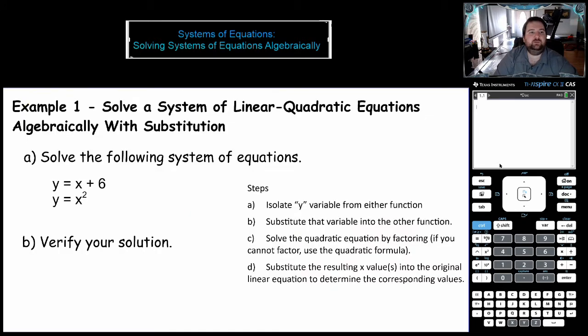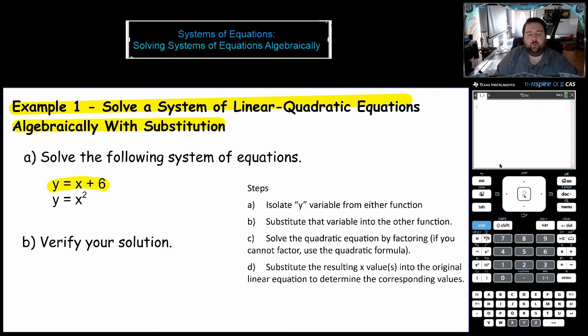And I know some of you might need a little refresher on how to do substitution and elimination, and we will do that. Don't worry. So let's take a look at example 1. In this example, we're going to be solving a system of linear-quadratic equations algebraically using substitution. And these are the two equations we're going to use.